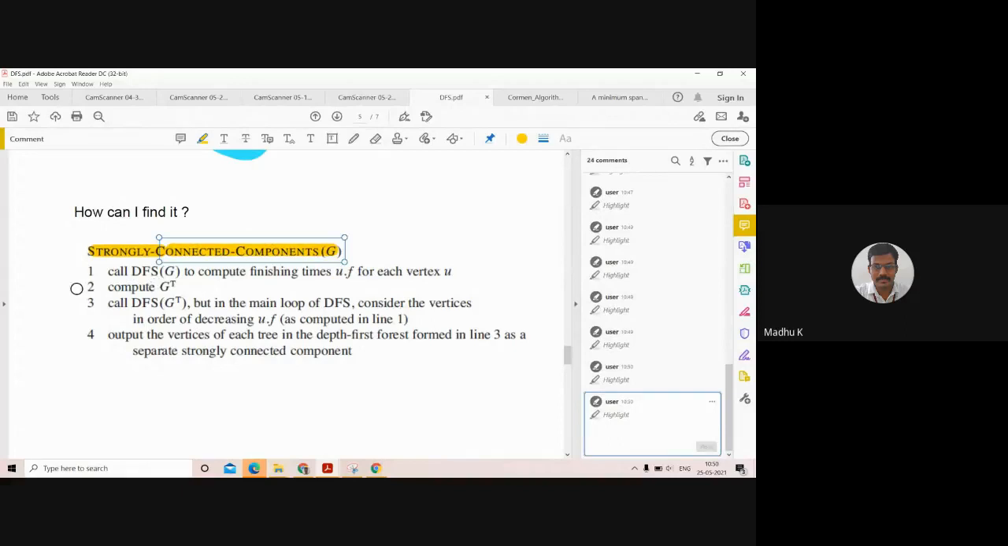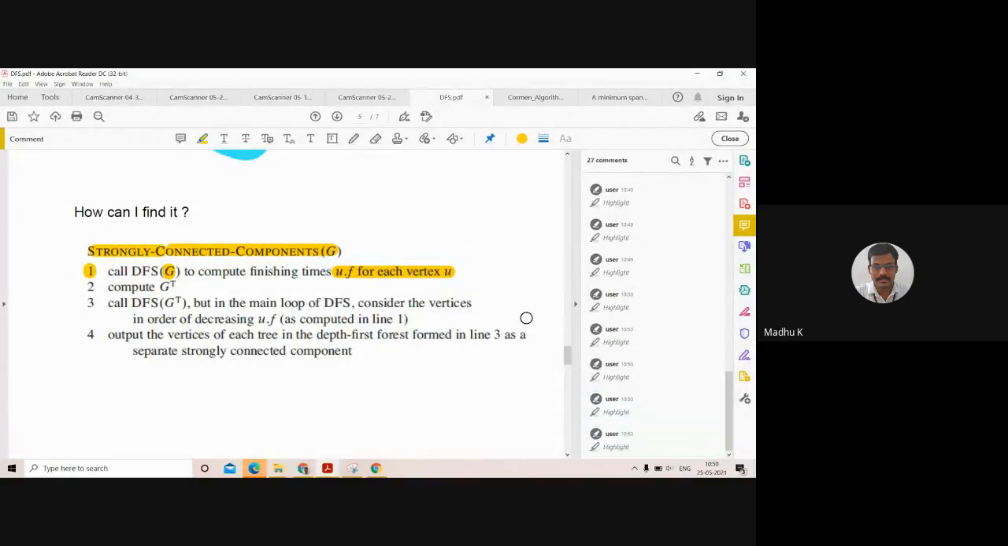In the first step, we want to perform a DFS. We know what DFS is. Perform DFS on the graph G and compute the finishing time U.f of each vertex. Note this: we want to compute the finishing time of each vertex in the graph. After DFS, we know how to compute the finishing time of each vertex.